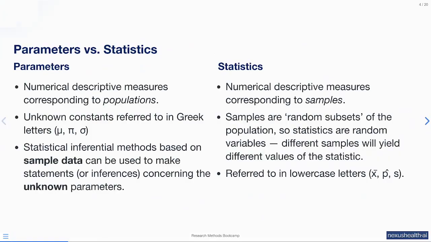Statistics, on the other hand, are numerical descriptive measures corresponding to samples. Samples are random subsets of the population, so statistics are random variables. Different samples will yield different values of the statistic, and we refer to these statistics in lowercase letters such as x bar, p hat, and s.